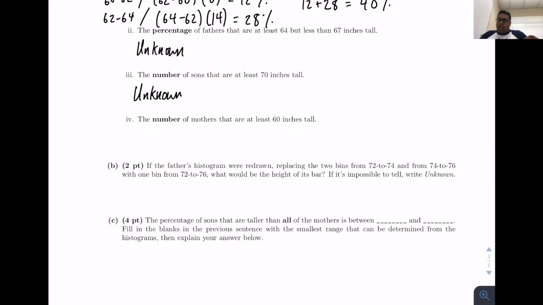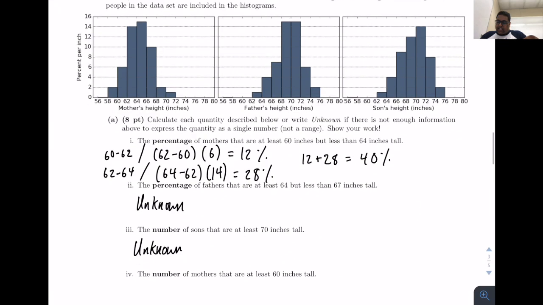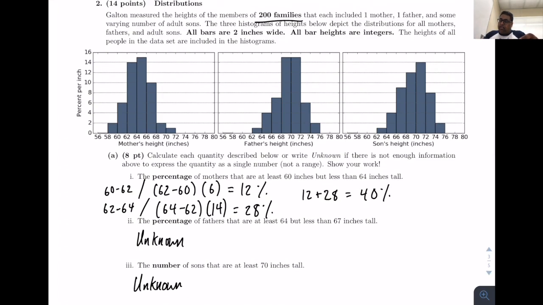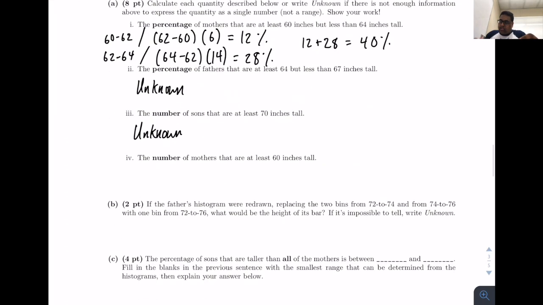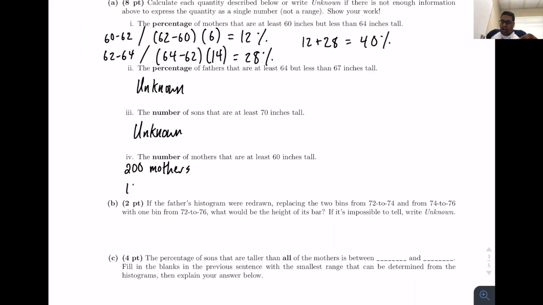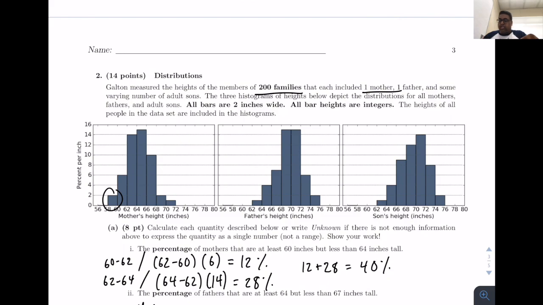And then part 4, the number of mothers that are at least 60 inches tall, right? So let's go ahead and look at our histogram here. At least 60 inches tall would be just subtracting off the area or the proportion of mothers that are less than 60 inches tall, right? And since we know we have 200 families, we know we have 200 mothers, right? So that's something we could write down, 200 mothers, right? And so we know we're going to have 100% of the mothers are at least 60 inches tall, except, well, for the mothers that aren't, right?